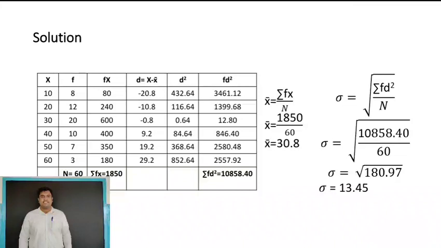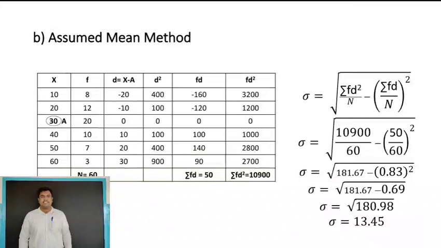Similarly, I calculate deviation for all the observations. Next, I square these deviations, and finally I multiply these squared deviations with the frequencies to take the summation of fd square. Then I'll apply the formula. Standard deviation is equal to whole root of sigma fd square divided by n. Sigma fd square is 10,858.40 divided by n, the total of frequency, 60. So I get root of 180.97, that is 13.45.